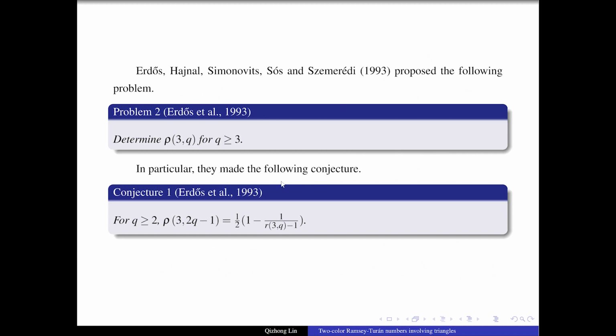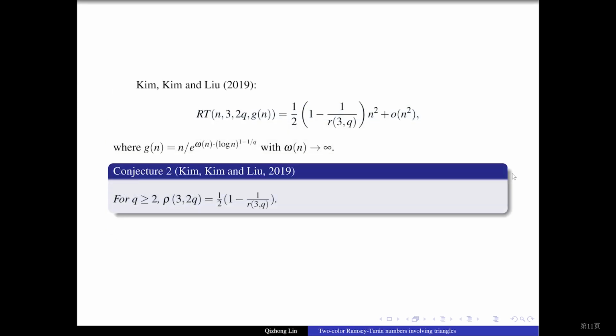Indeed, they made the following conjecture. Provided the independence number is much smaller, then we can obtain the density as desired, just obtained by Kim and Liu in 2019. Upon these results, they proposed the following conjecture for the even case, i.e. the Ramsey-Turán density ρ(K3, K2q).